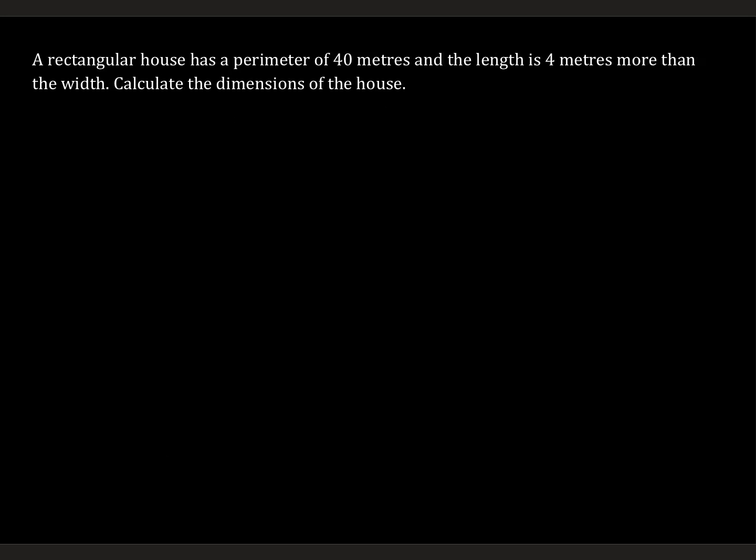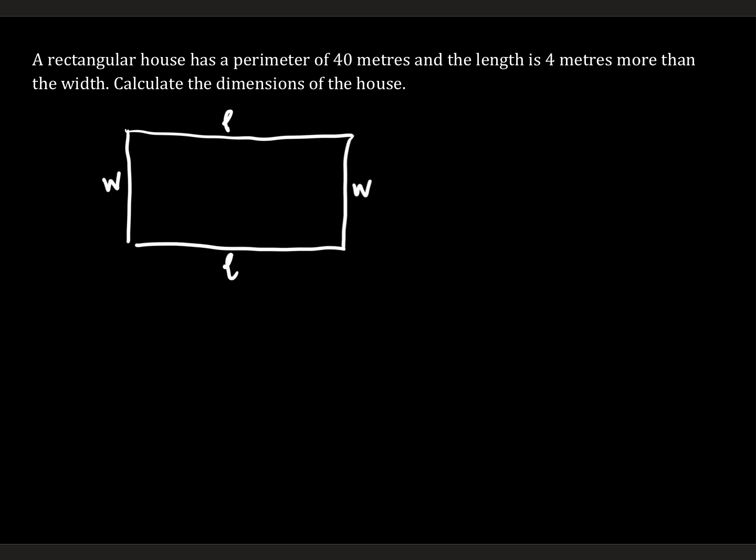Okay, this one is a little bit different. A rectangular house has a perimeter of 40 metres and the length is 4 metres more than the width. Calculate the dimensions of the house. For this one, instead of defining my variables, the first thing I'm going to do is draw the house. Here it is, and it's a rectangular house. Now rectangles have a length and a width, and this is the length, and that is the width.